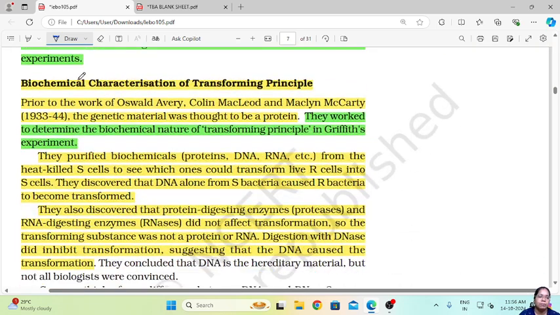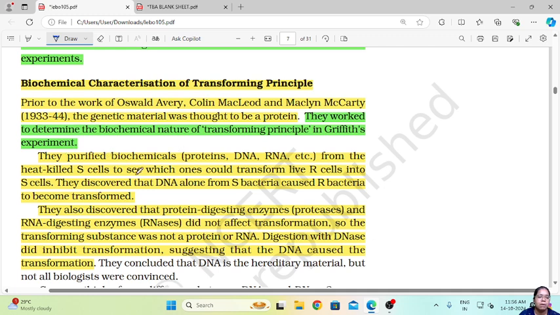Then the second experiment, which was a continuation of the transforming principle, was done by Avery, MacLeod and McCarty. They thought the genetic material to be a protein. They worked to determine the biochemical nature of the transforming principle in Griffith's experiment.